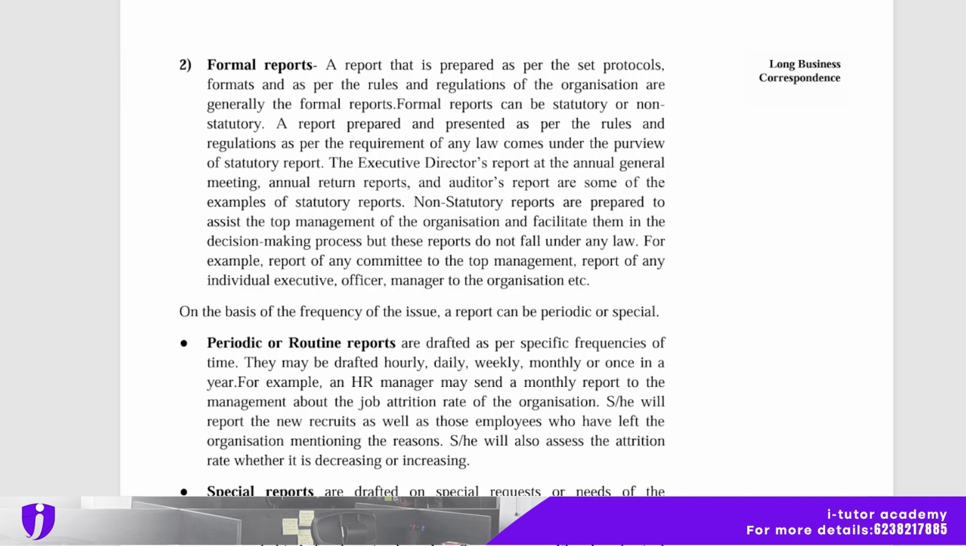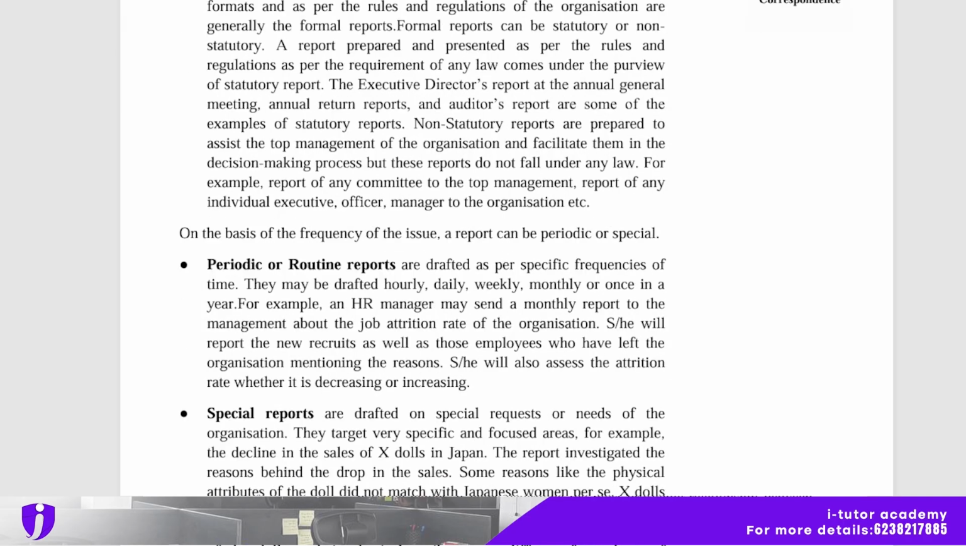Non statutory reports are prepared to assist the top management of the organization and facilitate them in the decision making process, but these reports do not fall under any law. For example, the report of any committee to the top management, the report of any individual executive officer or manager to the organization, etc.